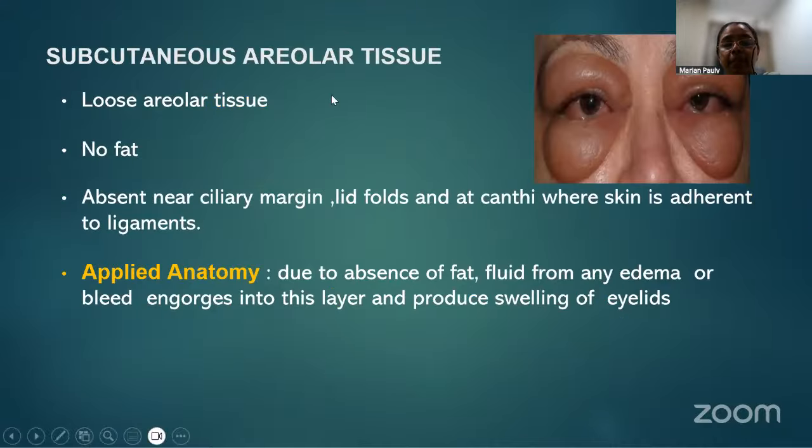Now look at the subcutaneous areolar tissue. The areolar tissue is very loose with no fat, and it is absent near the ciliary margin. In this picture, you can see the whole lid is edematous, but near the lid margin it is less. It's absent near the ciliary margin, lid fold, and at the canthi where skin is adherent to the ligaments. Applied anatomy: due to absence of fat, fluid from any edema or any bleeding engorges this layer and produces swelling of the eyelids.